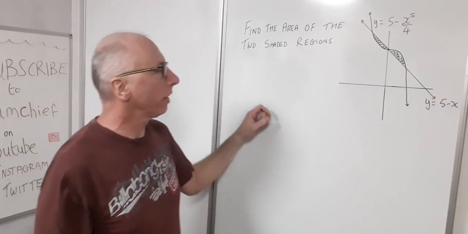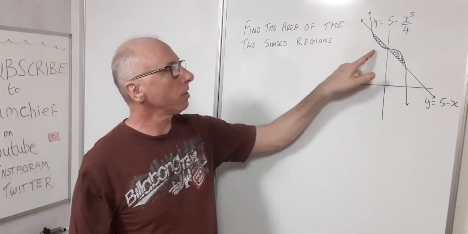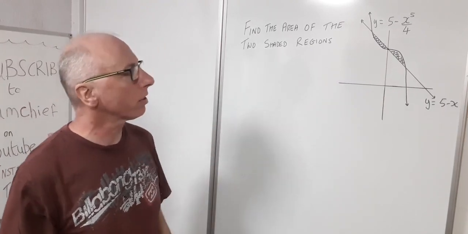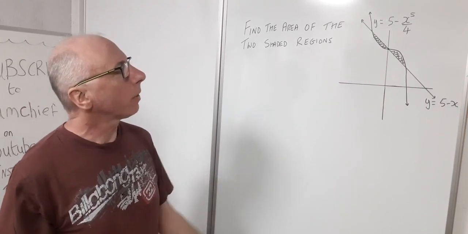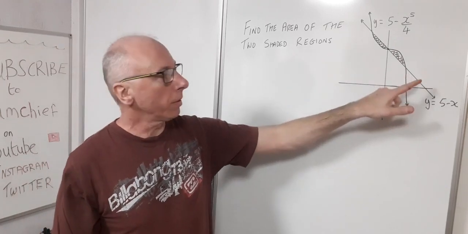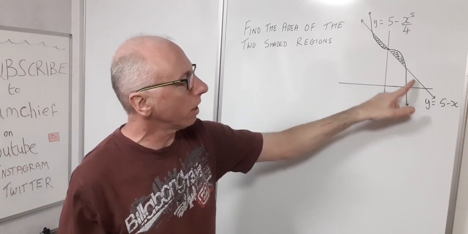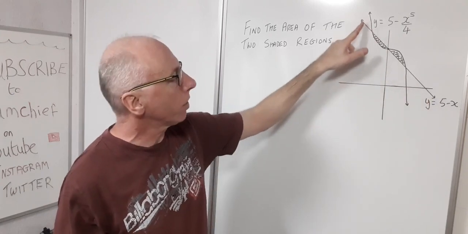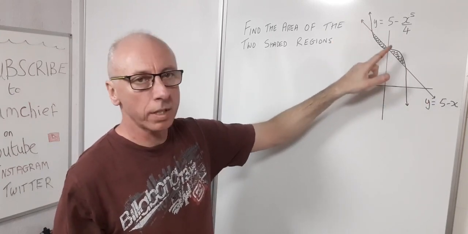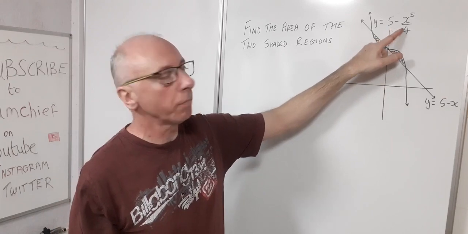So we've got a question here. It's asking us to find the area of these two shaded regions on this graph. Now, we've got two lines going on here. We've got y equals 5 minus x, which is this straight line here. And we've got this curved line here, which is a quintic, which is y equals 5 minus x to the 5 over 4.